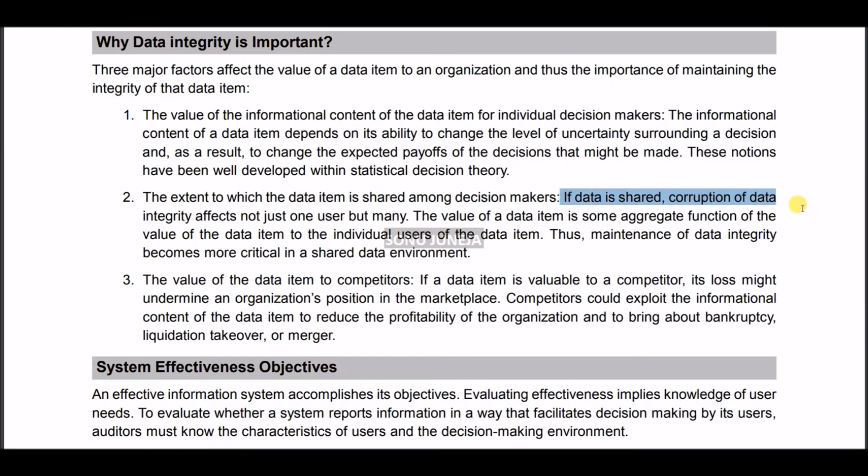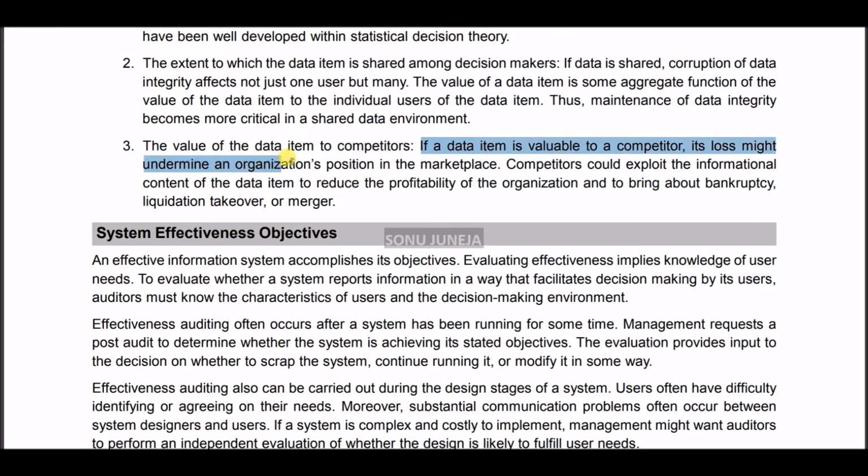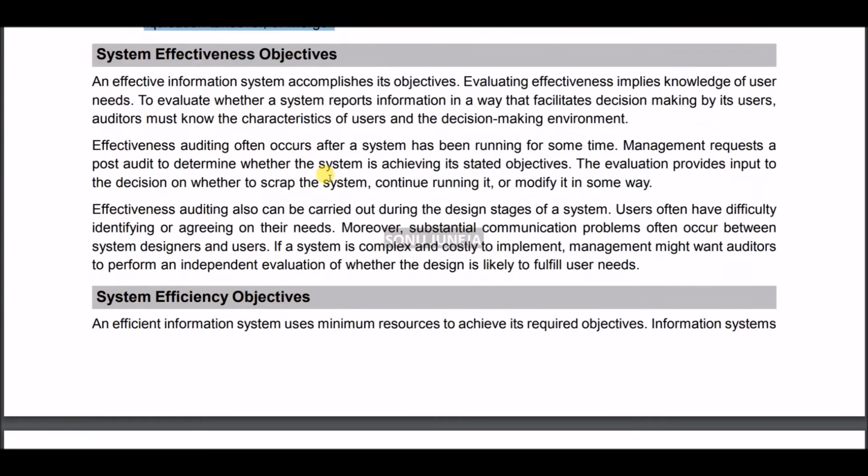So if the data is shared, corruption of data integrity affects not just one user but many. The value of a data item is some aggregate function of the value of the data item to the individual users of the data item. Thus, maintenance of data integrity becomes more critical in a shared data environment. Now, the value of a data item to competitors. If the data item is valuable to a competitor, its loss might undermine an organization's position in the marketplace. Competitors could exploit the informational content of a data item to reduce the profitability of the organization, bring about bankruptcy, liquidation, takeover, or merger, which is a serious concern.